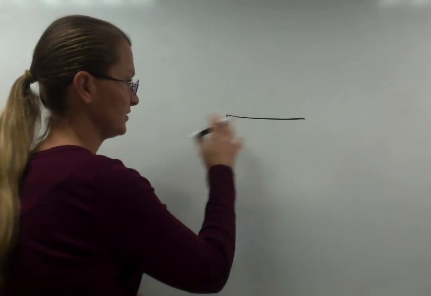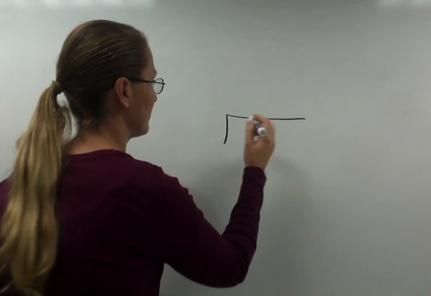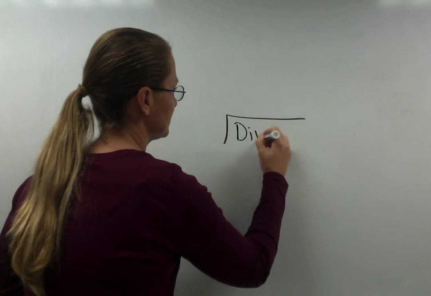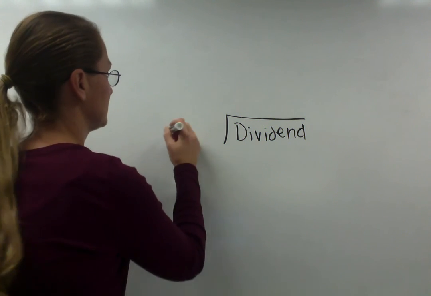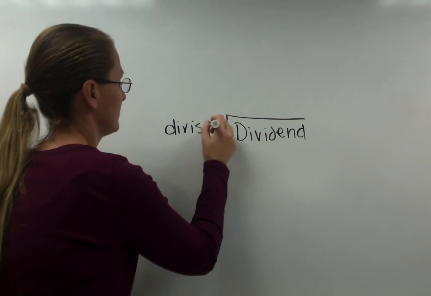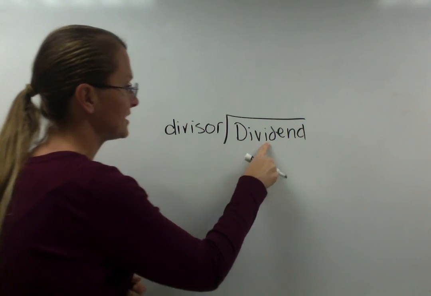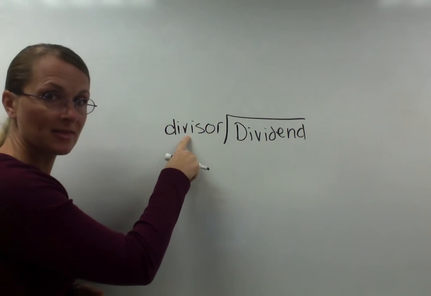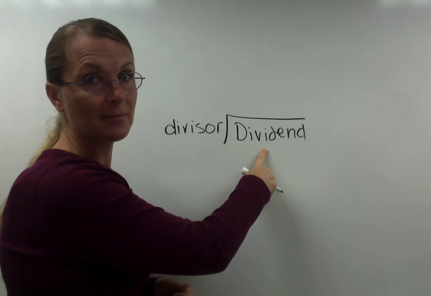Okay, so here's your division box, right? You say the number goes inside or outside the box. You've heard that before. So the number that goes in the box is your dividend. The number that goes outside of the box is the divisor. This is being divided by this, okay? So it's always the number inside the box that is the number being divided.